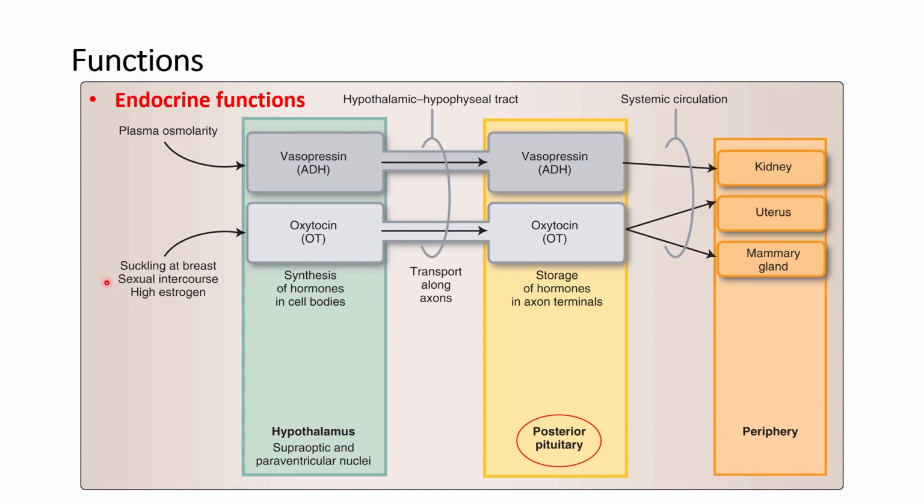So during orgasm, oxytocin is released, and that will cause contraction of the uterus and the vagina in females, and it will cause contraction of the vas deferens or ductus deferens and prostate gland in males. So that will help ejection of the semen from the penis.